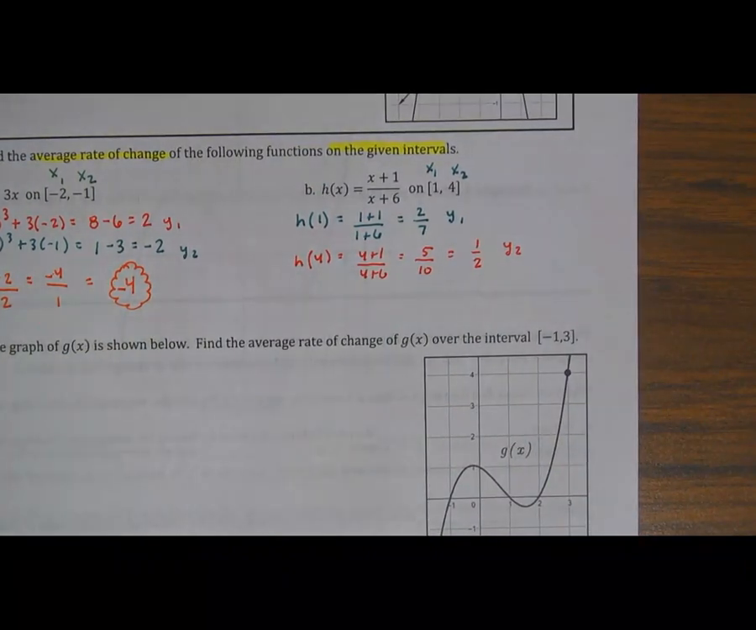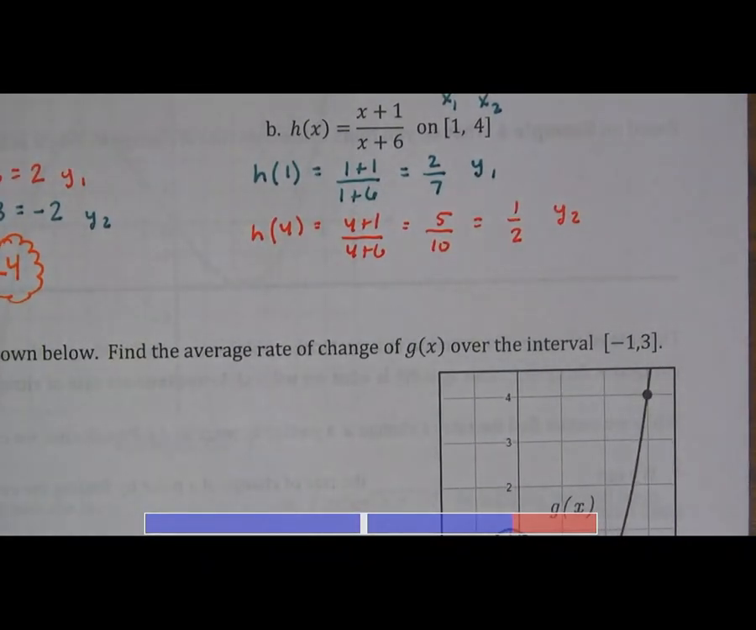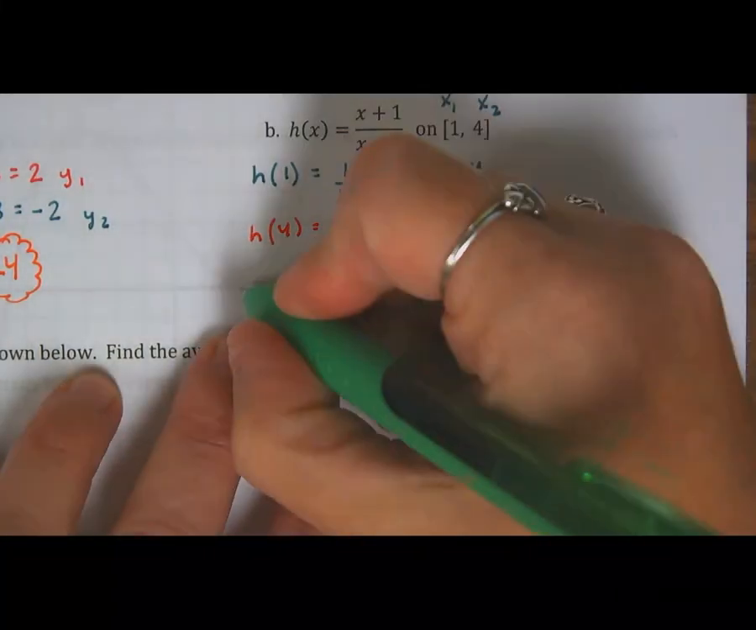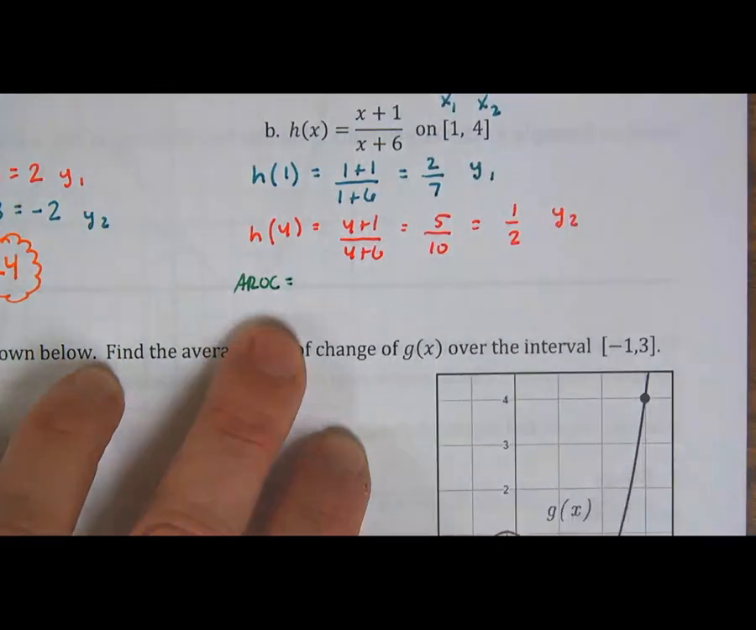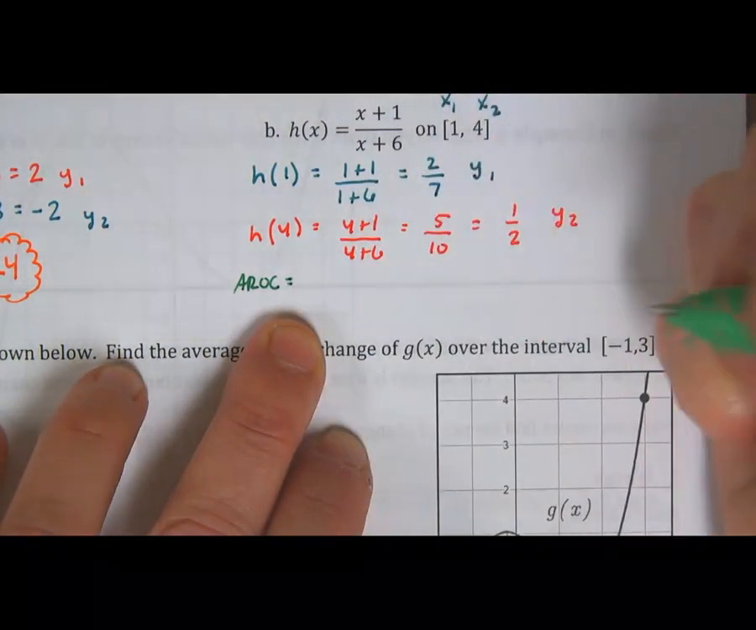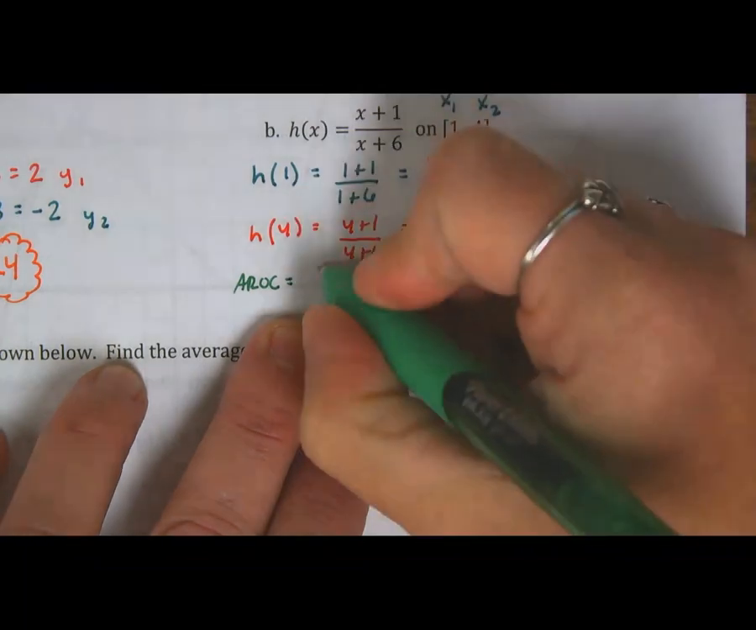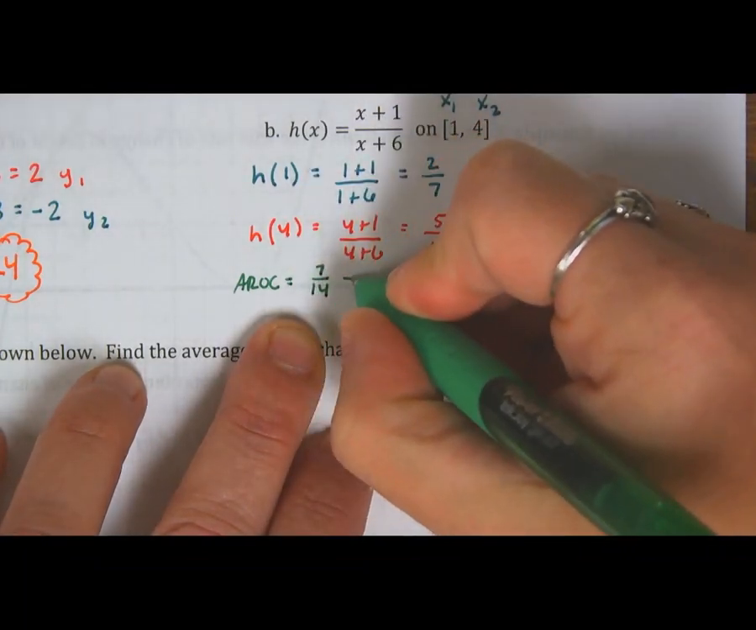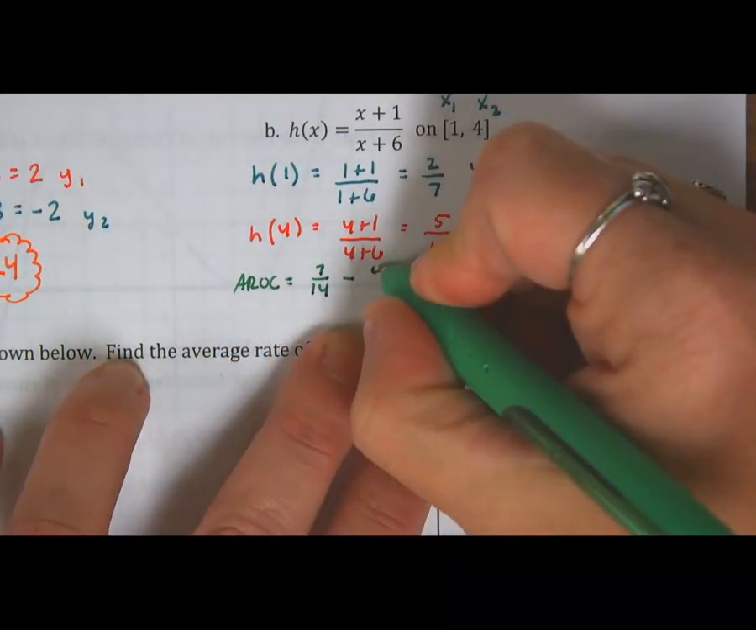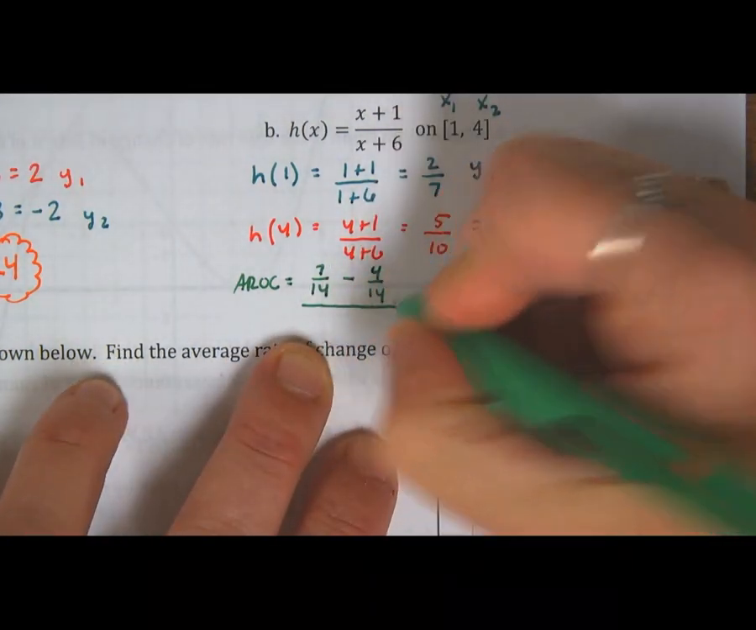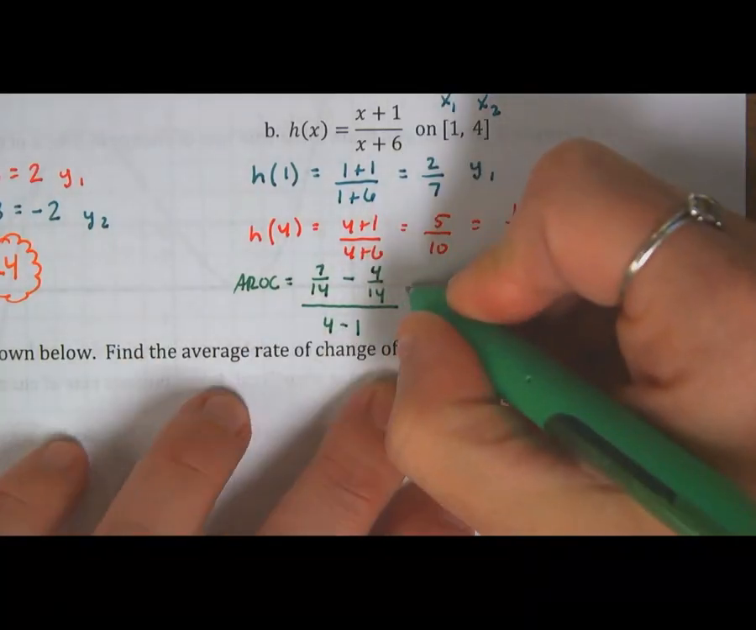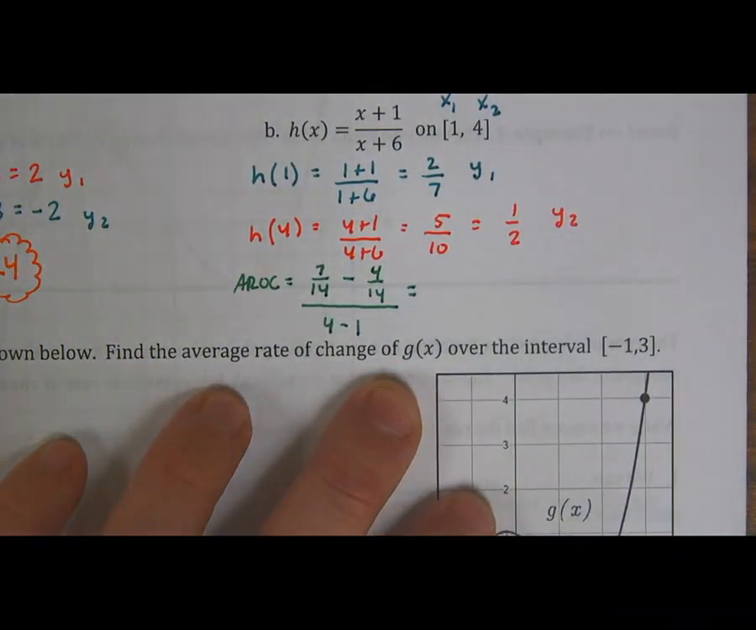I'm going to zoom in just a tad. We're going to need some common denominators there for your y values. It's going to be 14ths. So I went ahead and just changed those into their common denominators so that I could subtract on the top.